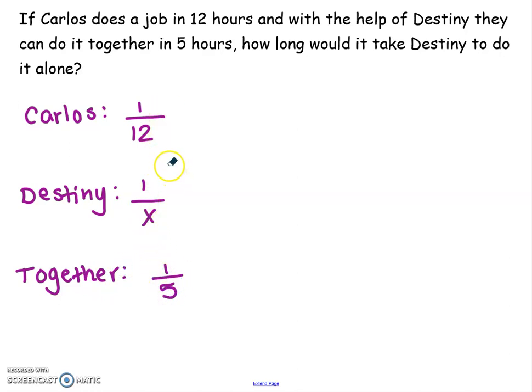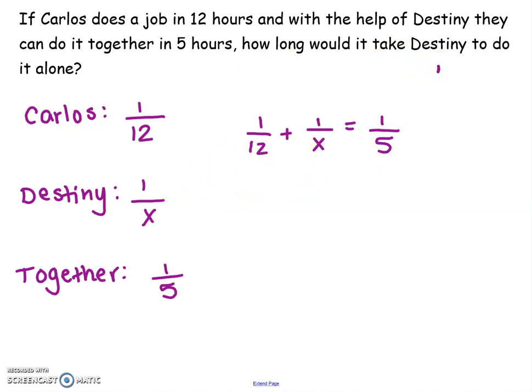So now we just have a different part that we're trying to find. We're still trying to find the variable x that's in the denominator, but now instead of it being in the together equation, it's going to be on Destiny. Okay, so same setup. Carlos plus Destiny equals together. So 1/12 plus 1/x equals 1/5. Okay, so again, look at your denominators, 12, x and 5.